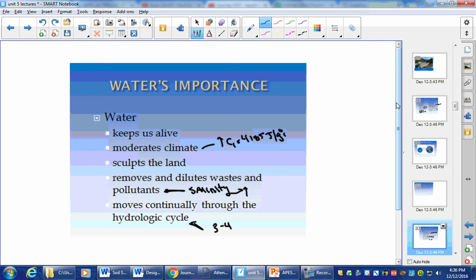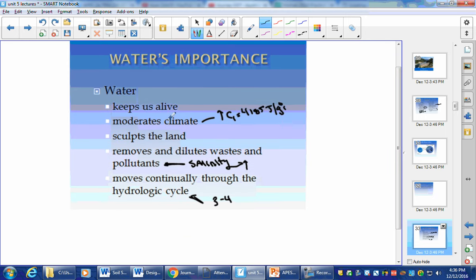All right, water is important. It's important for biological functions. It keeps us alive and moderates climate, because the specific heat capacity of water is about 4,100 joules per gram degrees Celsius. It's very difficult to heat up, but it's also very difficult to cool down, so it's a good moderator of temperature. It sculpts the land through erosion, and removes and dilutes waste and pollutants, so if there's a problem with pH or salinity or too much of a nutrient, the water can wash it away. That's what we're going to see in our labs this week.